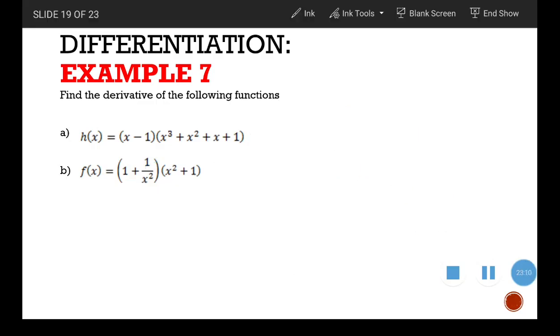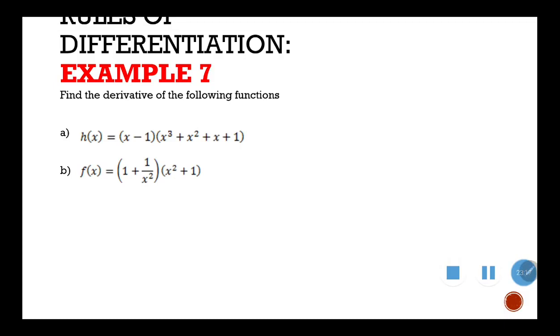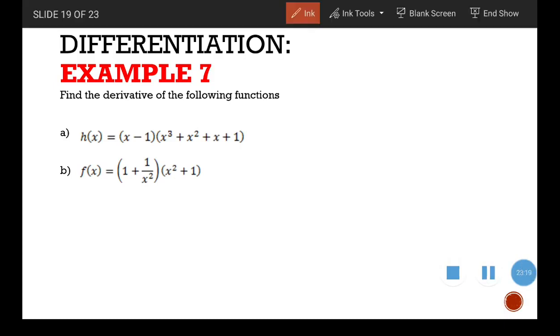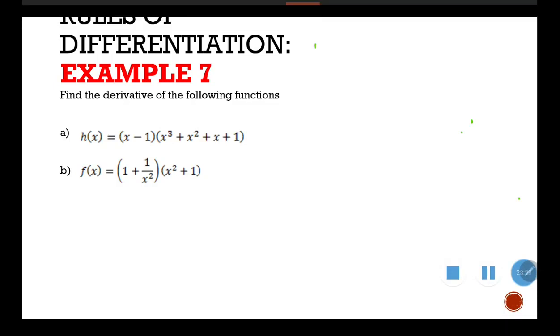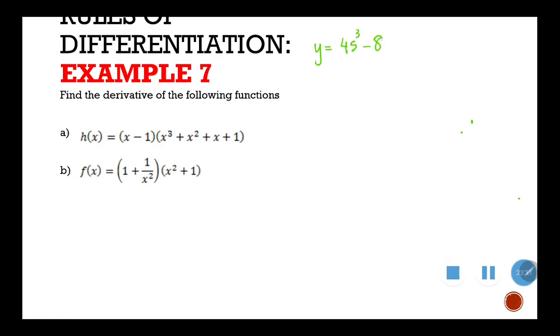Now the question is not here, but I want to give you the example. The question is y equals 4s cube minus 8s square plus 4s over 4s. So we want to find the y prime for this equation.